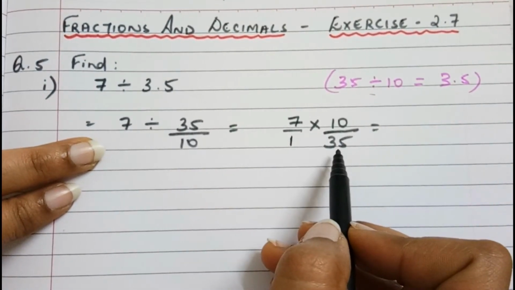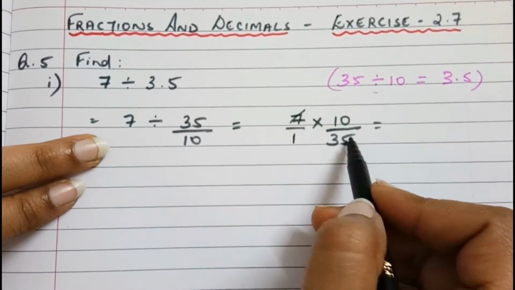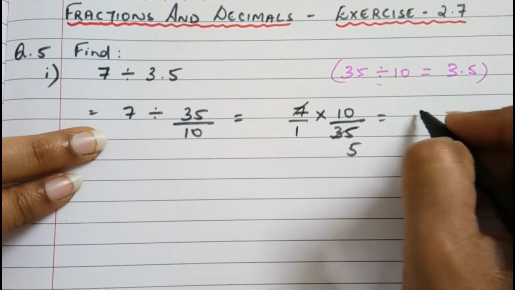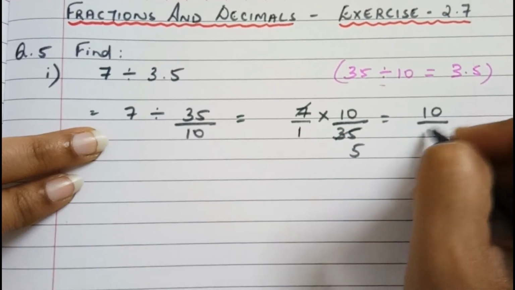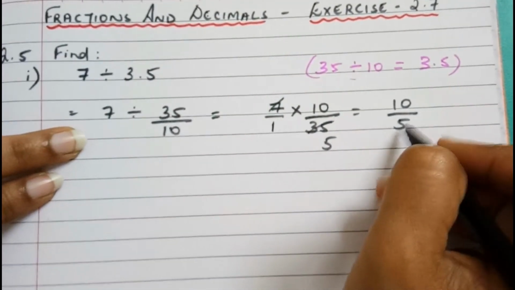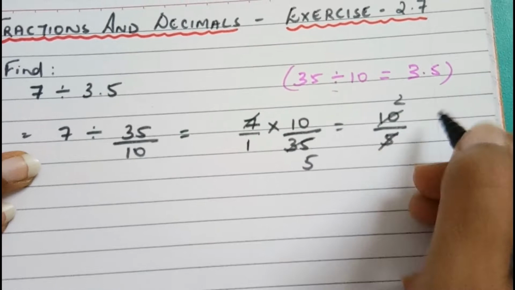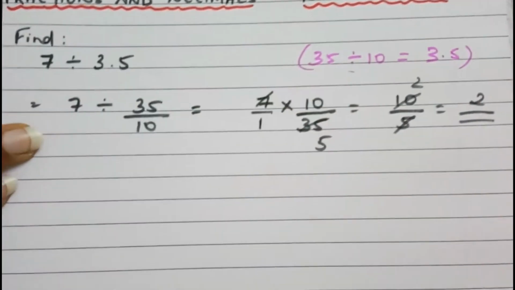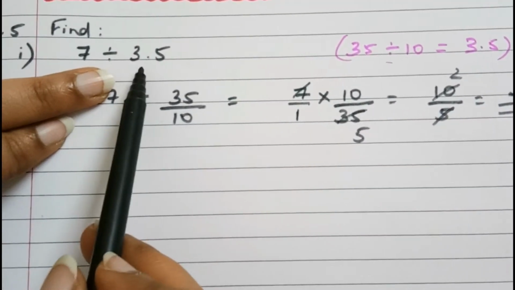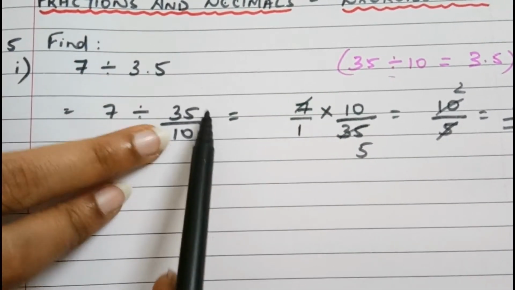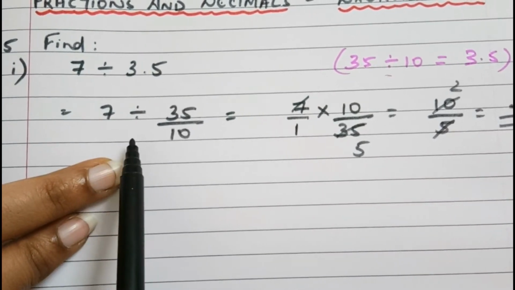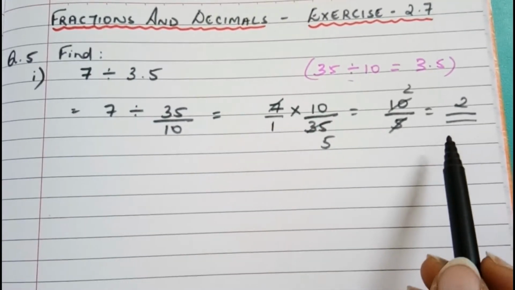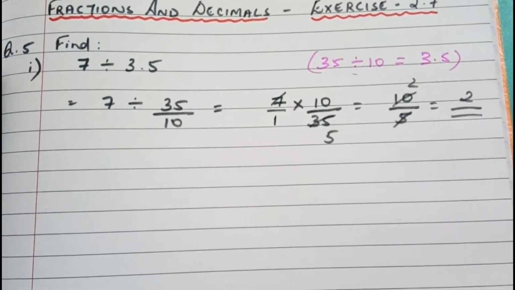Now let's start the calculation here. 7 will go in 35 how many times? 7 fives are 35. What is left out here? 10 divided by 5. Now 5 will go in 10 how many times? 2 times. So what is the answer? 2 is the answer here. We will not require the decimal point, because we have considered it in this way. Clear? So the answer of the first question is 2.